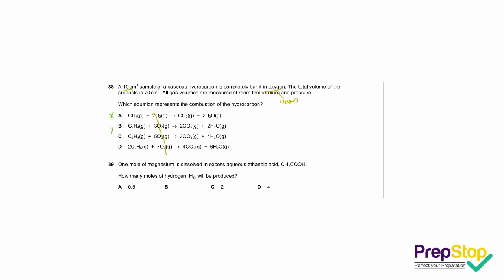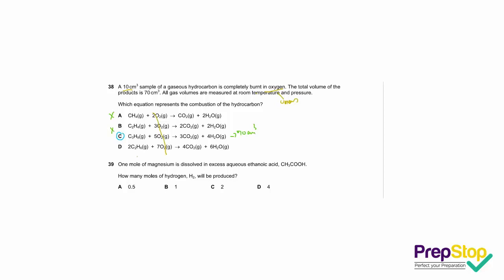The same goes for option B, in which we see that 1 mole of ethene gives 2 moles of carbon dioxide and 2 moles of water. Option C states 1 mole of C3H8 gives 3 moles of carbon dioxide and 4 moles of steam. So if we have 10 cm³ of the reactant, it gives us 30 cm³ of carbon dioxide and 40 cm³ of steam, which makes up 70 cm³ of product. So the correct answer for this is option C.